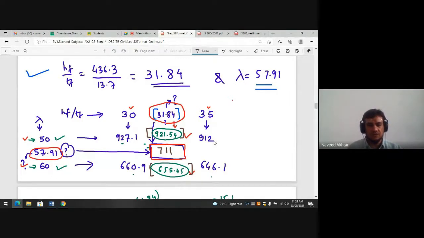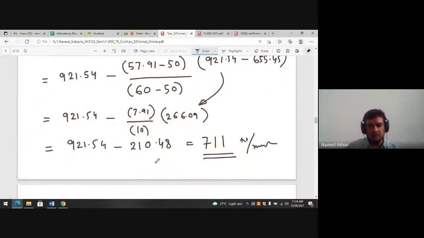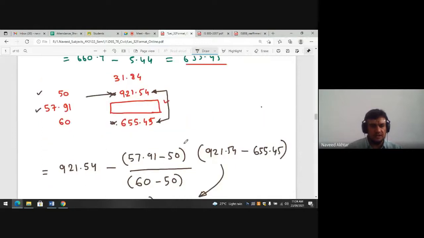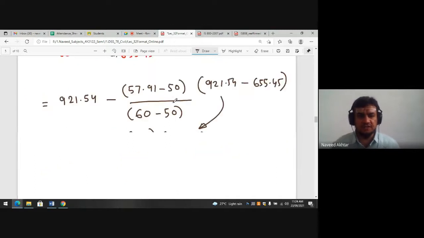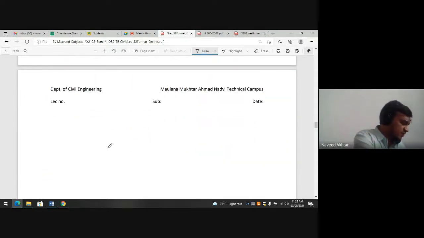So how many interpolations have we done? First interpolation about this, second interpolation about this, and the third interpolation to find out our final values. This is the third interpolation. Okay, so three times you have to do the interpolation to find out the FCRB. Now we know the FCRB.